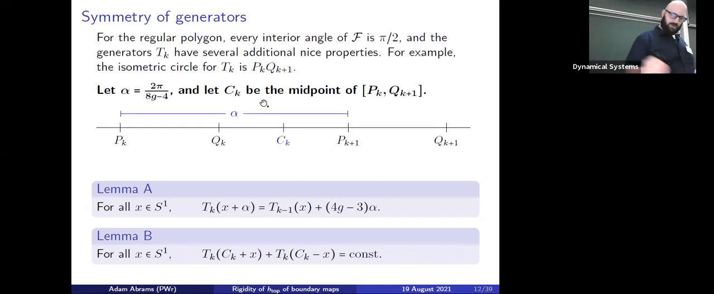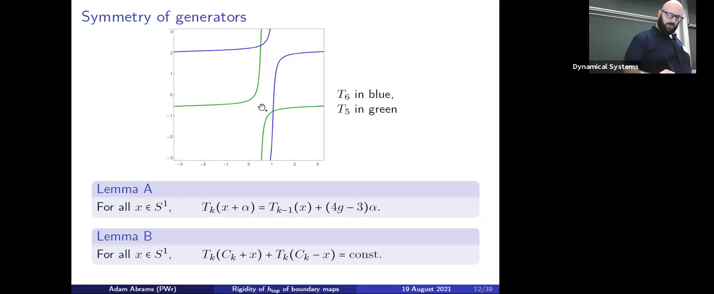So for the green one, it's rotating around that point. For the blue one, it's symmetric through that point or this point on the x-axis.